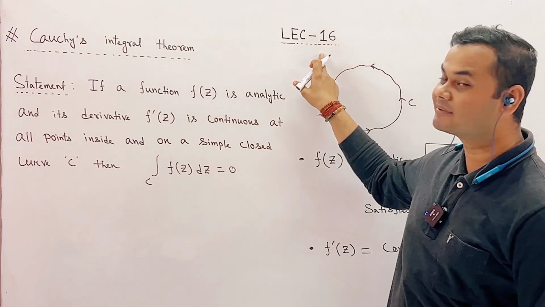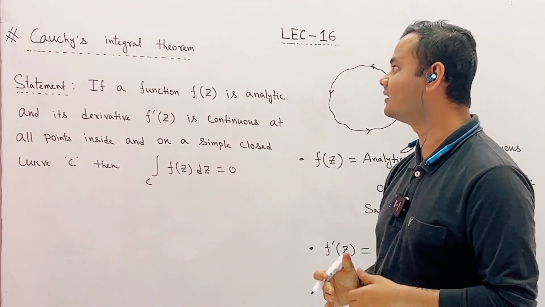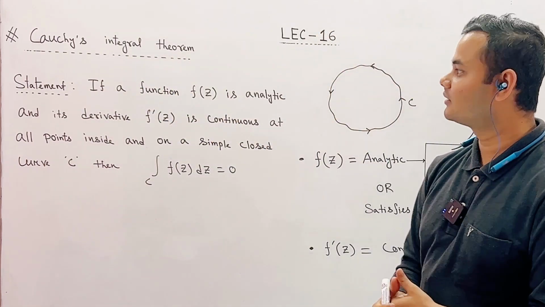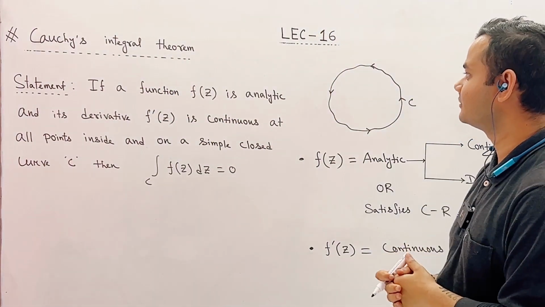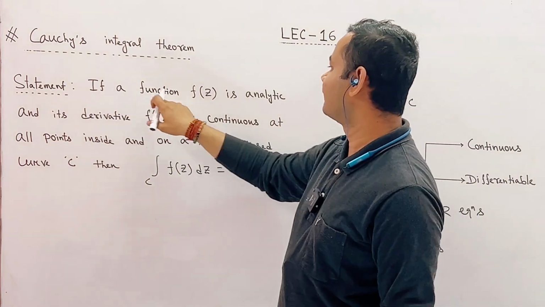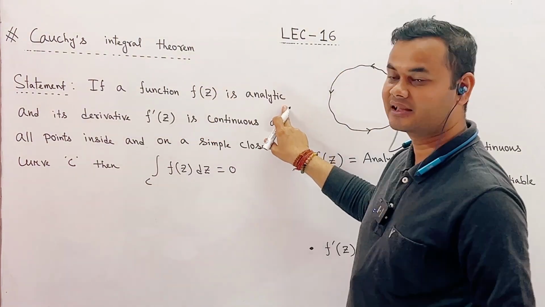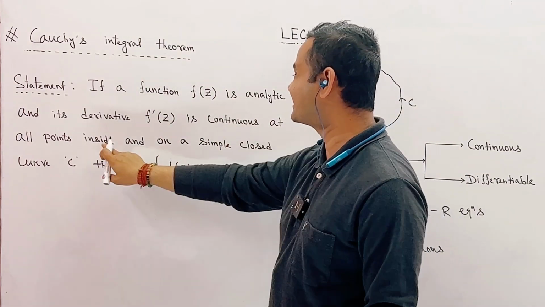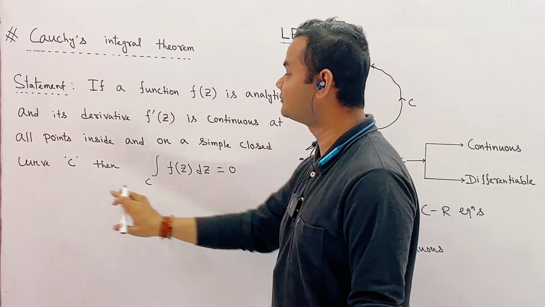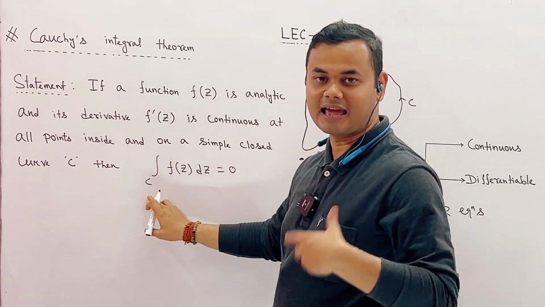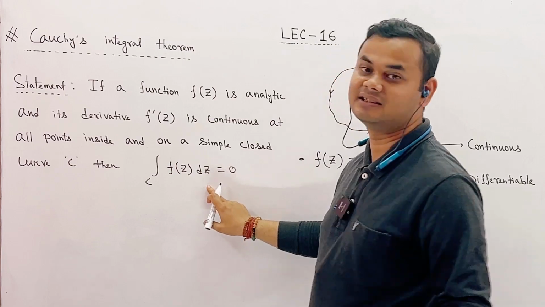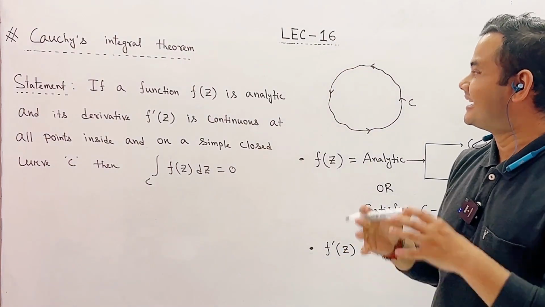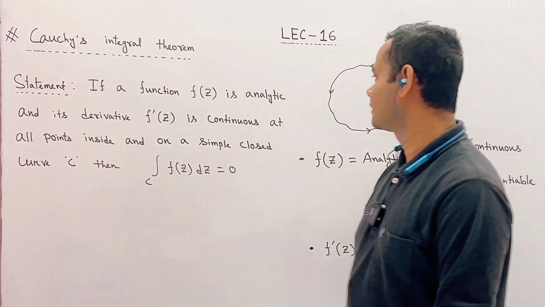This is lecture number 16 on complex analysis and today's topic of discussion is Cauchy's integral theorem. Students, first let me read the statement. According to this theorem, if a function f of z is analytic and its derivative f prime z is continuous at all points inside and on a simple closed curve C, then integration along closed curve C f of z dz is always 0. Now let us understand what is the actual meaning of this theorem.